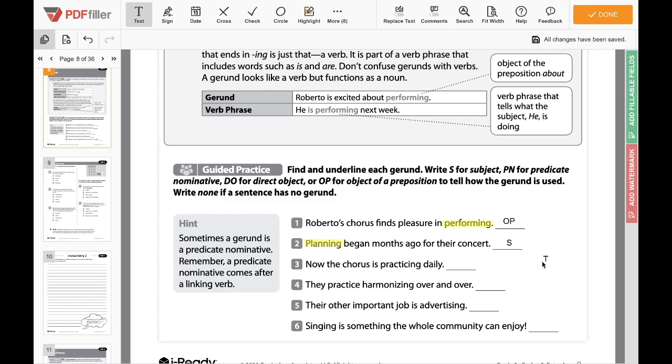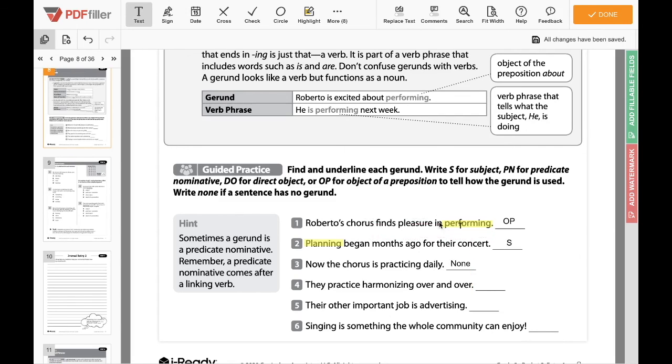Now this one says, now the chorus is practicing daily. Well, let's look here. What is the chorus doing? The chorus is practicing. So in this sentence, practicing is a verb. So it would not be a gerund because it's not acting as a noun. It is actually the action that the chorus is doing. They are practicing.